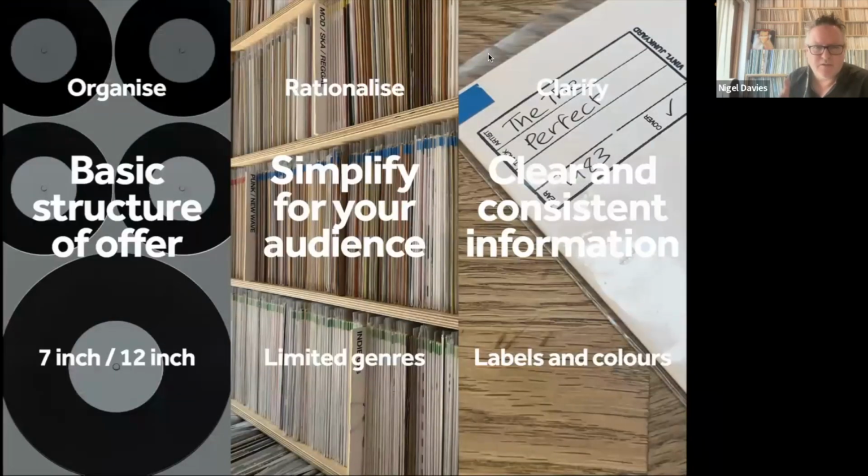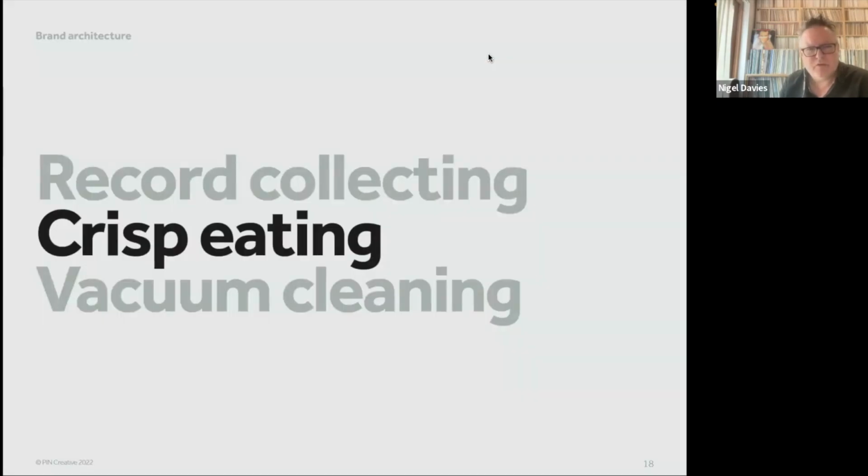So these again are the principles of thinking about how you organize, rationalize, and clarify your product range. Really thinking about the basic structure and simplifying it for your audience. Clear and consistent information will really help you there. The next part of brand architecture is to really think about how those individual products and services, now that you've organized them, come together visually.